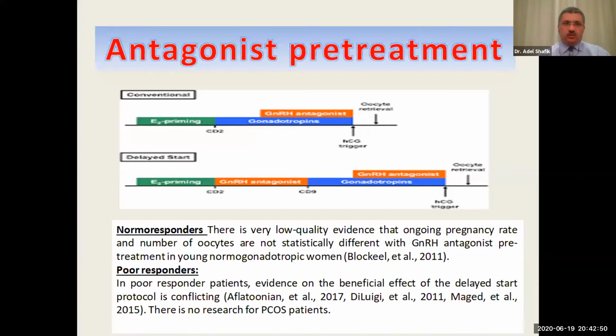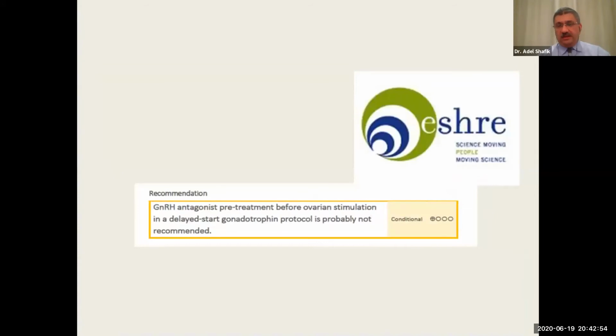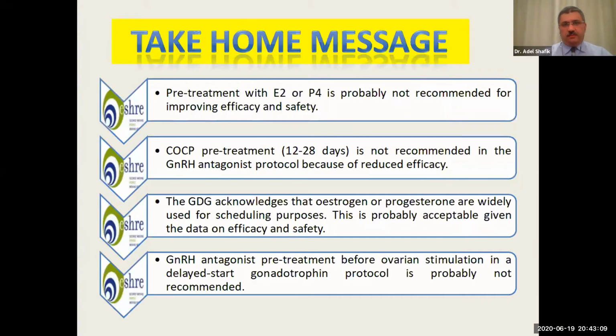Some studies show that this delayed start is beneficial, and some studies show that it's of no benefit. So the ESHRE Guidelines group up till now concluded or recommended that GnRH antagonist pre-treatment before ovarian stimulation, what we call delayed start gonadotropin, is probably not recommended. My take-home message is that pre-treatment with either progesterone or estrogen is probably not recommended for improving efficacy or safety.